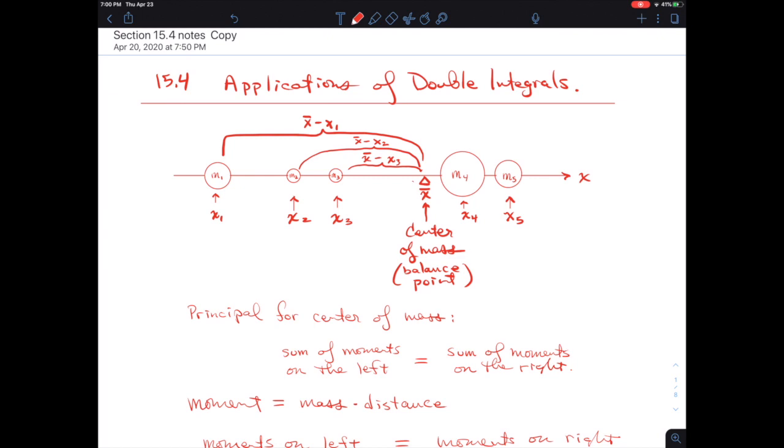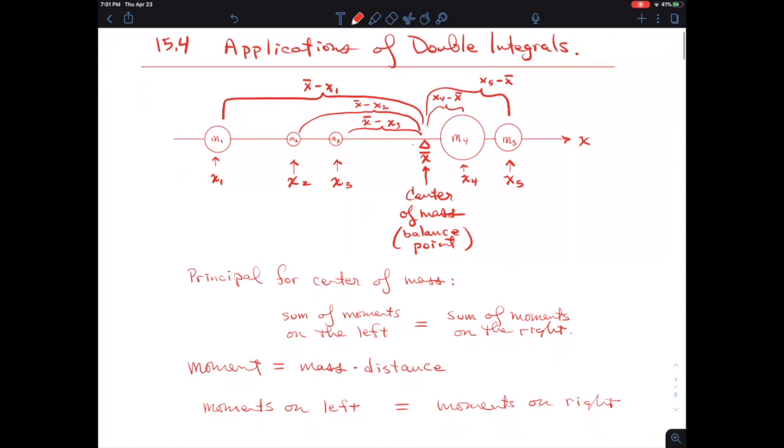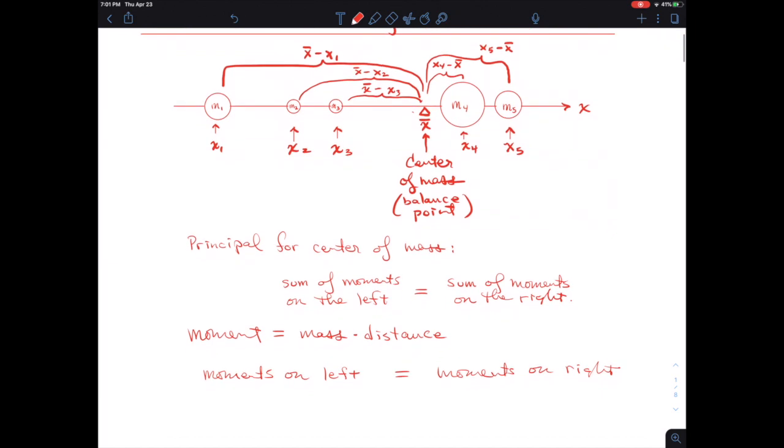Okay. On the other side, we have two distances. The first one, for this mass 4, the distance would be x4 minus x bar. And then the second distance, for the fifth mass, would be x5 minus x bar. Okay, so those are the distances, and we know that moments are mass times distance.